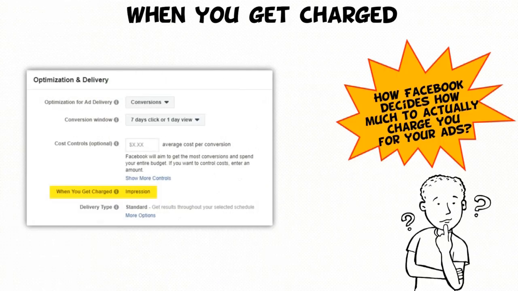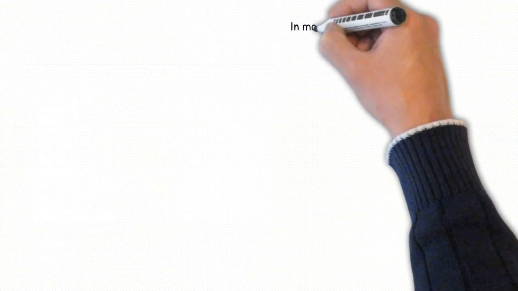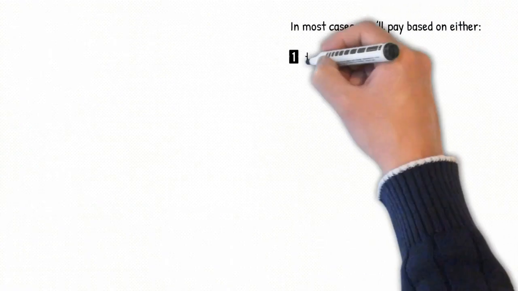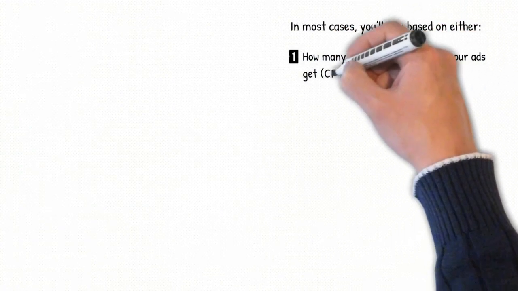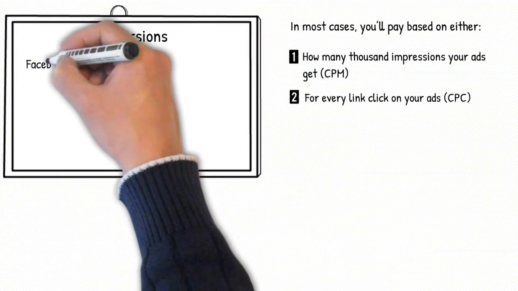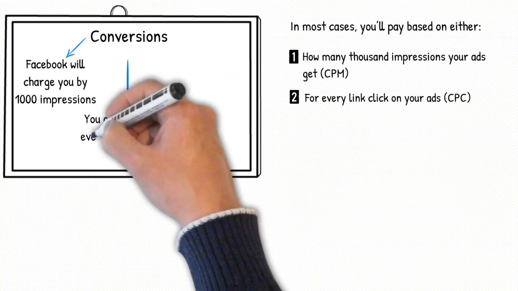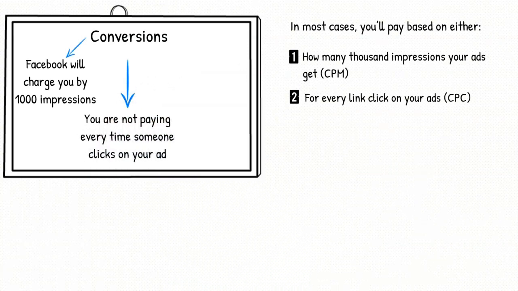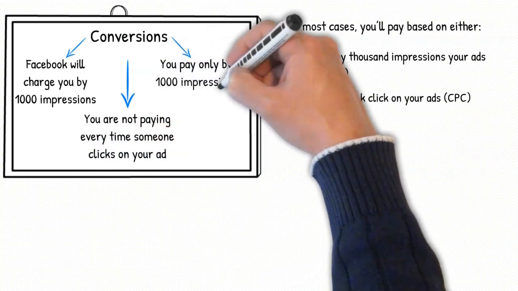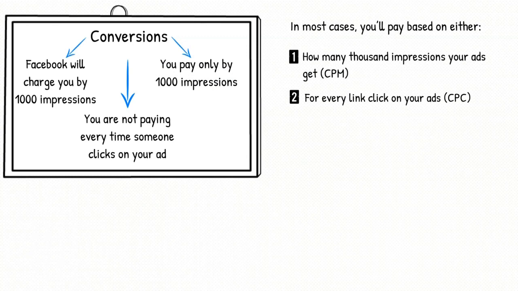Have you ever wondered how Facebook decides how much to actually charge you for your ads? Well, it depends on how you set them up. In most cases, you will pay based on either how many thousand impressions your ads get or for every link click on your ads. In case you are optimizing for conversion, Facebook will charge you by each 1,000 impressions.